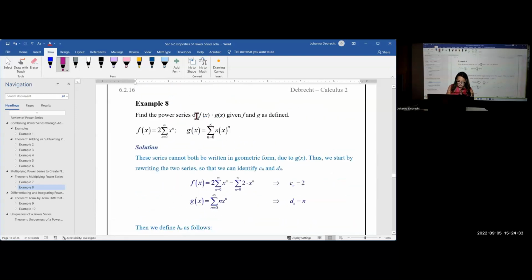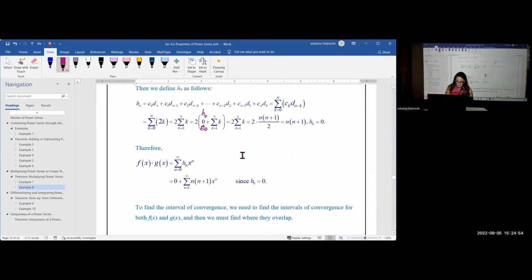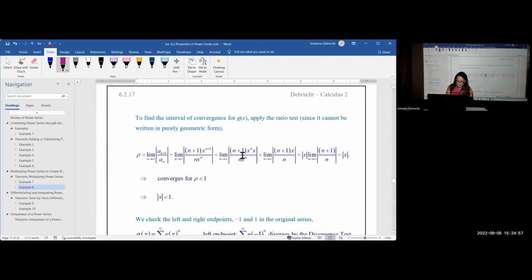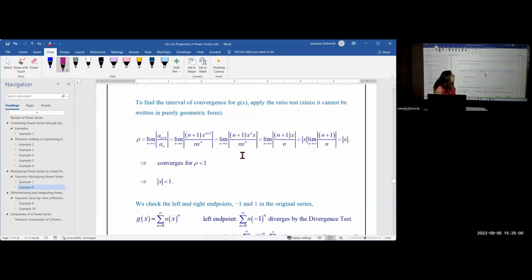Now, the other series that we're looking at cannot be written in strictly geometric form. It doesn't follow that pattern where you multiply by something involving x every time to get from one term to the next. And that's because of the n factor, right? Still a power series, but it's not a strictly geometric power series. So what we do for that one, of course, is apply the ratio test, since it can't be written in purely geometric form. Remember, we're looking for rho. When rho is less than 1, we know it'll converge. It has the same condition for convergence as the geometric series.